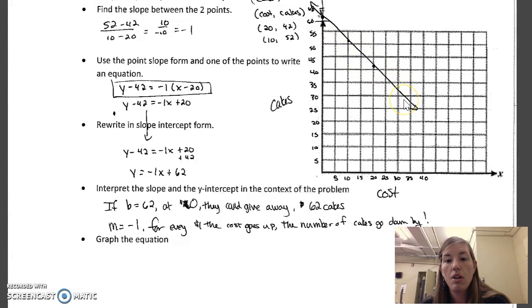Okay? So if the cost goes up, they sell fewer cakes. That's why it's negative. It's not both going up, right? If the cost goes up, you're not going to buy it or you're not going to sell as many because people aren't going to pay that much for those cakes. So that's why it's decreasing. That's why you have a negative slope.